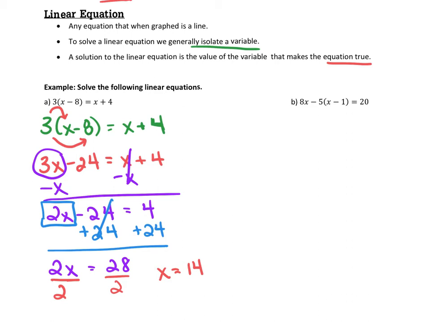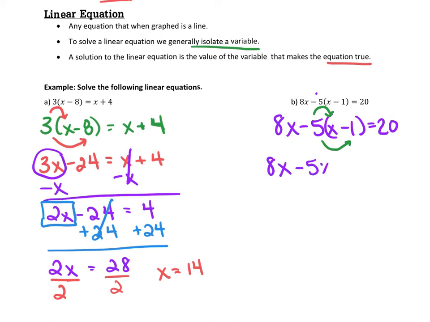In this next one, let's do one more like it. Again, we see the grouping symbol, so our first step is to distribute. But notice we're distributing a negative here, so it's going to change the signs inside. We're left with 8x minus 5x plus, negative times the negative is a positive, plus 5 equals 20.